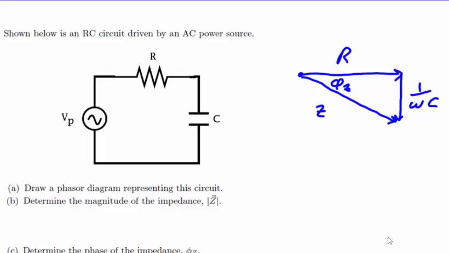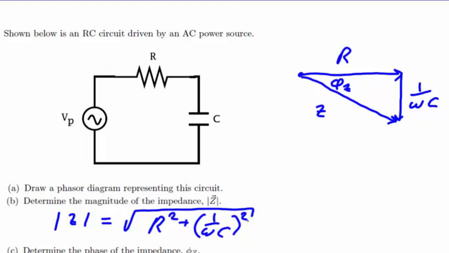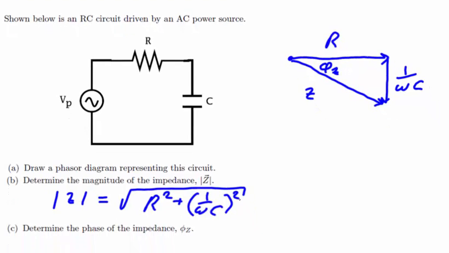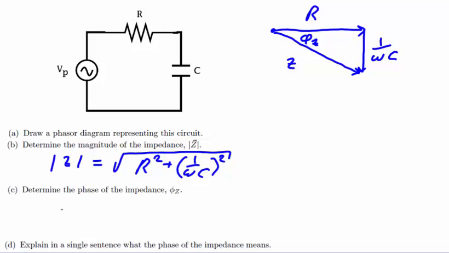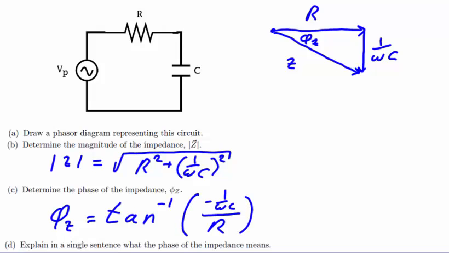The drawing itself satisfies part A of the problem, and part B requires that we apply the Pythagorean theorem to learn the length of the hypotenuse, which is the magnitude of the impedance. Because numbers for these components have not yet been supplied, this is the entire answer for part B. Similarly, for part C, we are able to determine the phase of the impedance by taking the inverse tangent of the side opposite to the impedance angle divided by the side adjacent. Once again, this result cannot have numbers applied because numbers are not yet supplied in the problem.